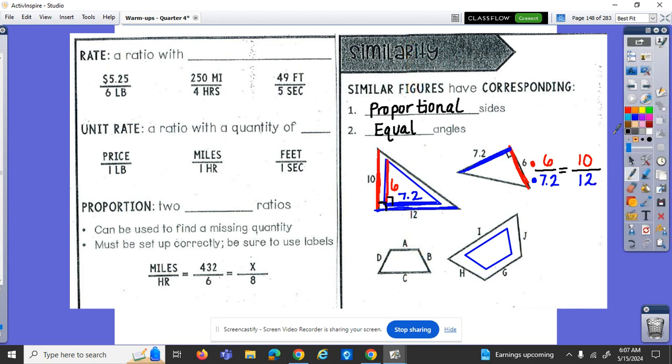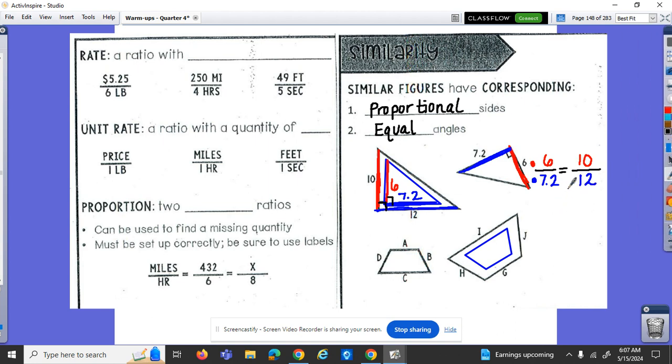You could have flipped that around, but it's going to end up being the same, because if I do my cross multiplication, I'm going to end up getting the same exact answer. 6 times 12 is equal to 7.2 times 10. Those are equal to each other. They both equal 72. So it proves that they're proportional to each other.